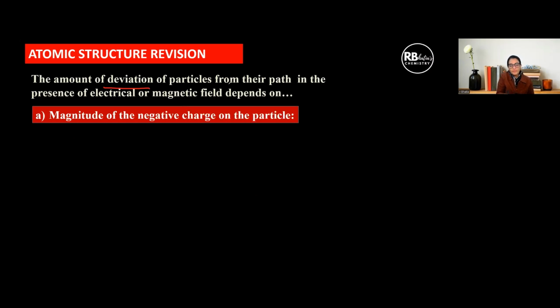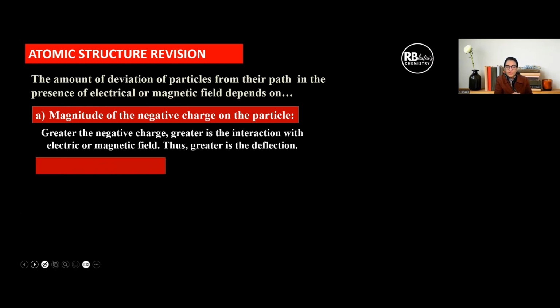So, what was the basic principle on which this experiment was based? The amount of deviation of particles from their path in the presence of electric and magnetic fields depends on the charge of the cathode ray particles, the magnitude of the negative charge on the particles. In general, the more the charge, the more the deflection of any charged particle in an electric or magnetic field. You can understand it like this also: a lighter particle moves faster. So the lesser the charge, the lesser the deflection, and the more the mass, the lesser the deflection. More charge means more attraction and more deflection. A heavier particle can move less, so there will be less deflection.